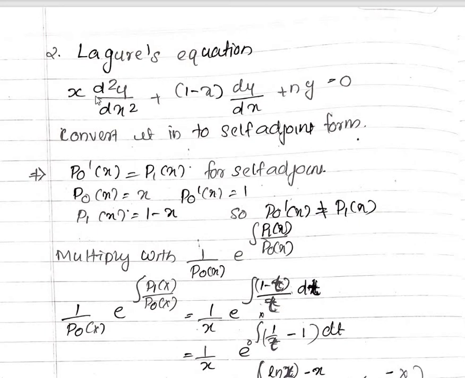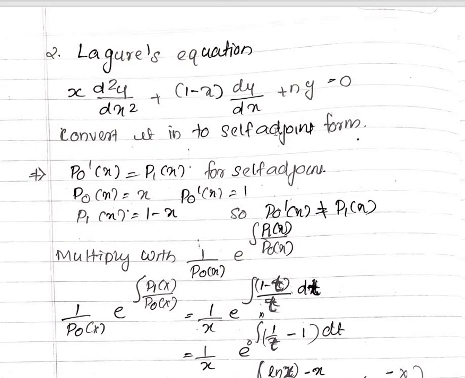Next one is Legendre equation. It is x d square u by dx square plus (1 minus x) du by dx plus n u equals 0. It is not y, it is u. So convert it into self-adjoint form. We know that p0 dash of x is equal to p1 of x for a self-adjoint operator. Here p0 of x is x, so p0 dash of x is 1. It is not equal to p1 of x, which is 1 minus x. So it is not a self-adjoint equation.